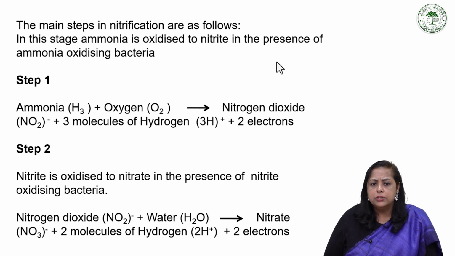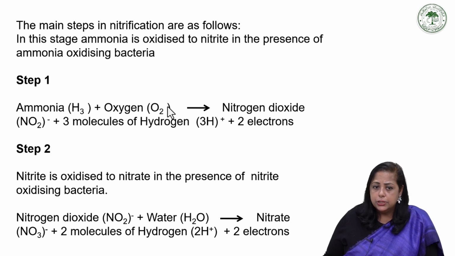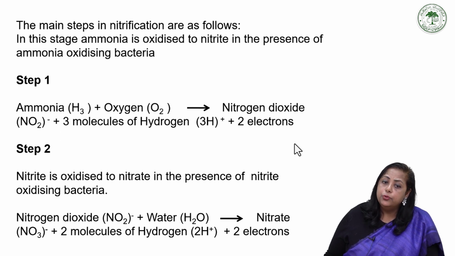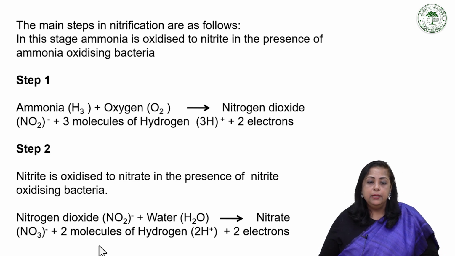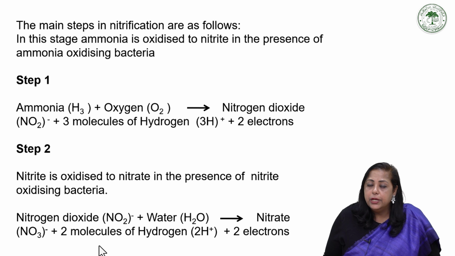The main steps in nitrification are as follows. In this stage, ammonia is oxidized in the presence of ammonia oxidizing bacteria, with ammonia and oxygen. They altogether produce nitrite plus 3 hydrogen ions and 2 electrons. Step 2, nitrite is oxidized to nitrate in the presence of nitrite oxidizing bacteria. Nitrite, which had been released from the previous step, plus water, gives nitrate plus 2 hydrogen ions and 2 electrons.